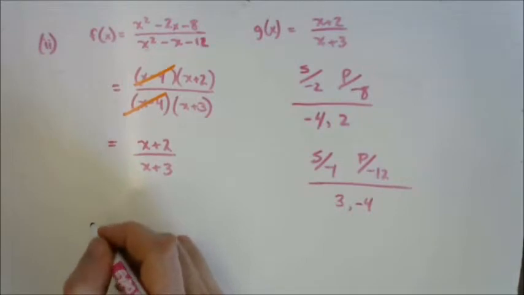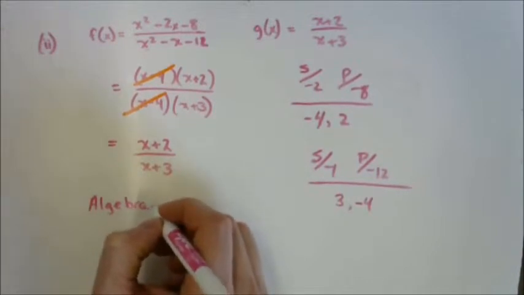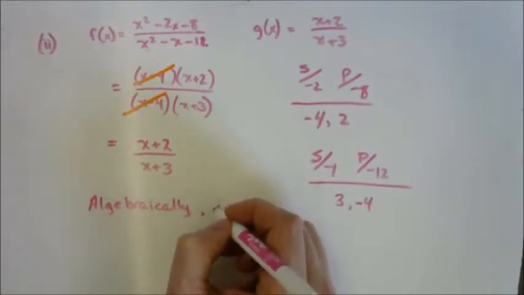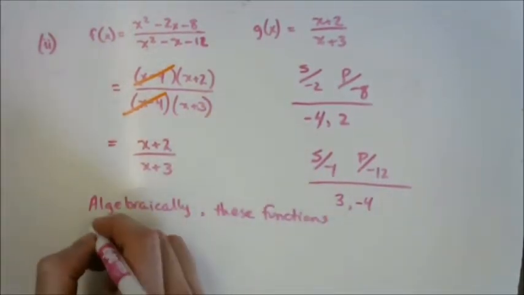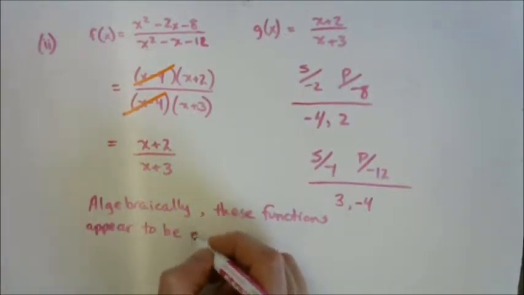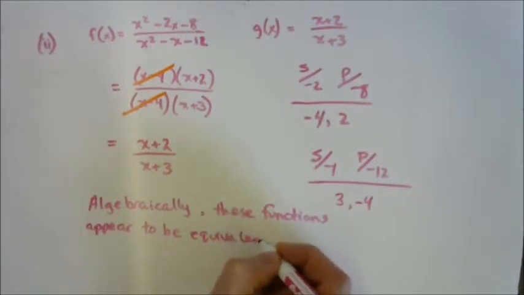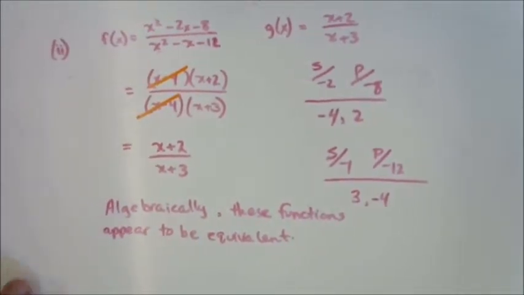This is where it's going to get a little bit tricky, but for now, we're going to say, algebraically, these functions appear to be equivalent. But go ahead and graph it on Desmos if you're watching this on your own. Otherwise, we'll do it right now in class, and we should see that they're actually not perfectly equivalent. There's going to be a gap in the function f of x.